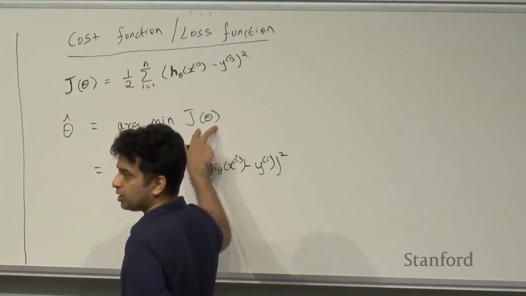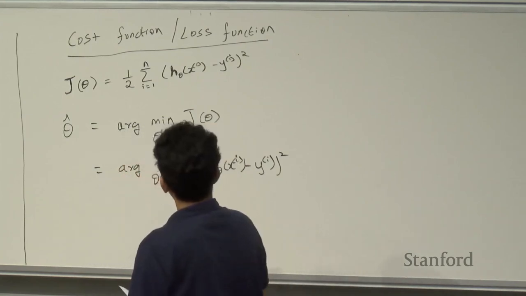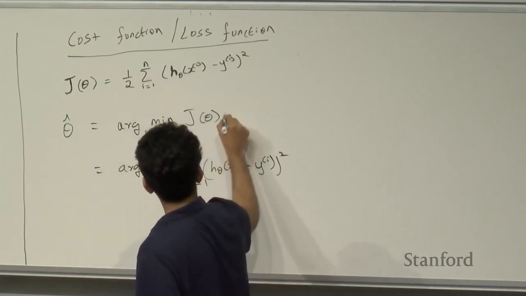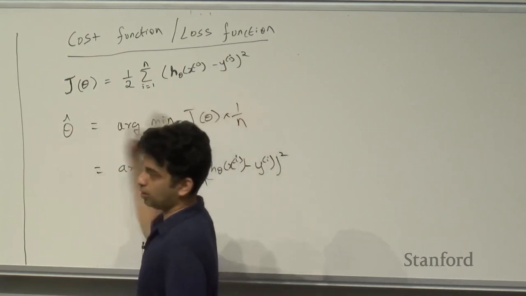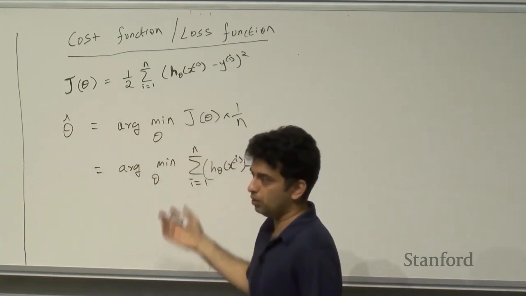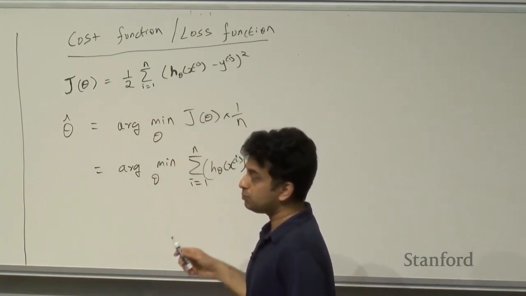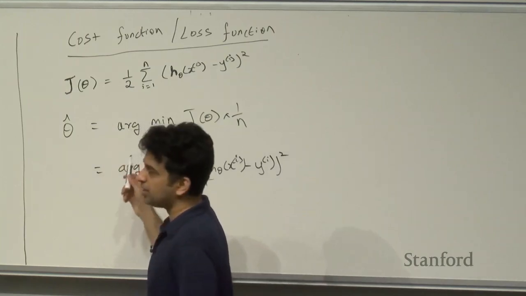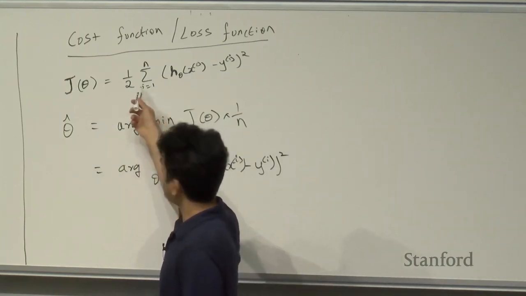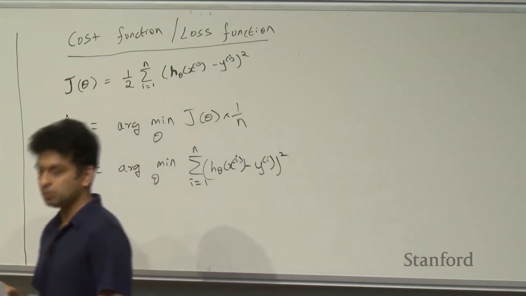The value of theta that minimizes the cost the most is the same whether the cost is this value or the cost is this times 1 over n. You can take 1 over n outside, and the value that theta evaluates to will always be the same. So if the interest is in finding the optimal theta, then it doesn't matter whether you normalize it by n or not. Good question.